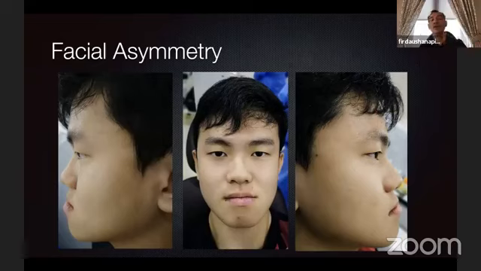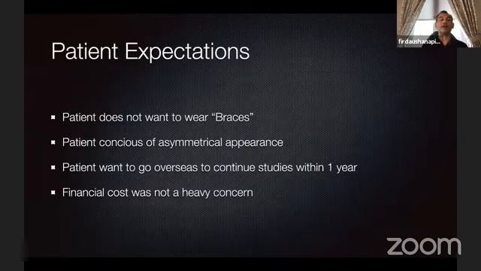So this is how it looks with a facial asymmetry. He has a longer right mandible than the left. One of the things is that the patient, being a millennial, doesn't want to wear braces. The patient is very conscious of the asymmetrical appearance. He gets a lot of notice from his friends, his peers. The patient wants to go overseas to continue study within a year. So these are the trigger points that we must look into when we are doing the treatment plan for him. And financial cost was not a heavy concern to him.